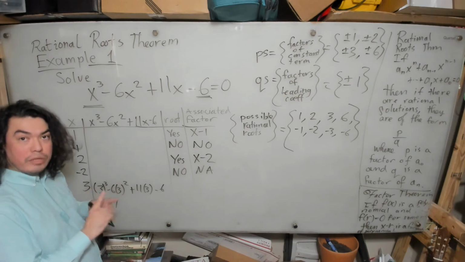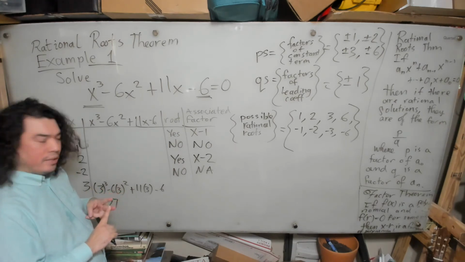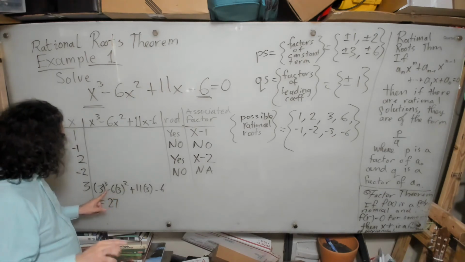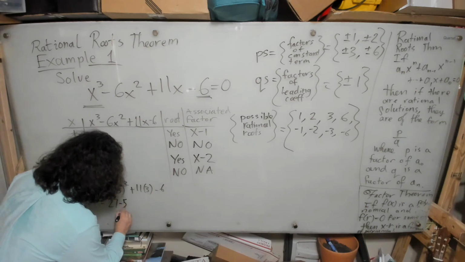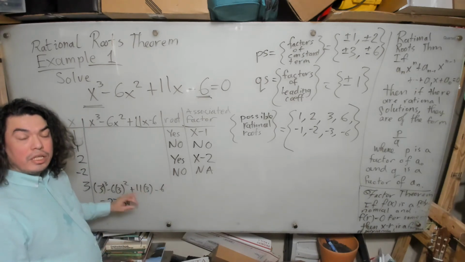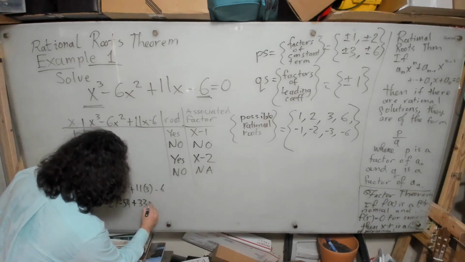What is 3 squared? 3 squared is 3 times 3. That's 9. What's 9 times 6? 54. It's minus, so this becomes -54. Okay? Look at this. What is 11 times 3? That's 33. So this becomes plus 33 and then minus 6.